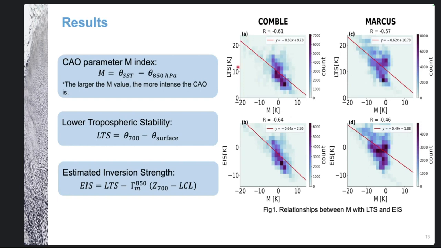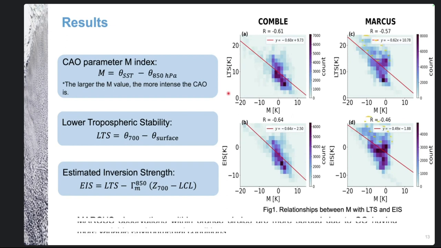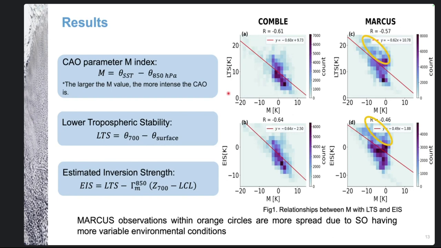So both LTS and EIS show negative trends. That means when the cold air outbreak is very strong, we have lower potential for deep convection. Also, we have lower inversion strength. The markers in the right column show a similar trend, but the difference is that the observations within the orange circle are more spread. It's probably due to the Southern Ocean having more variable conditions compared to COMBLE.